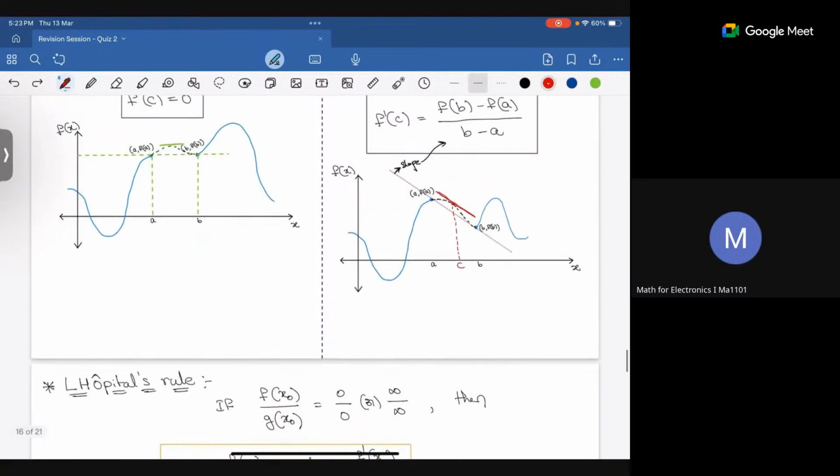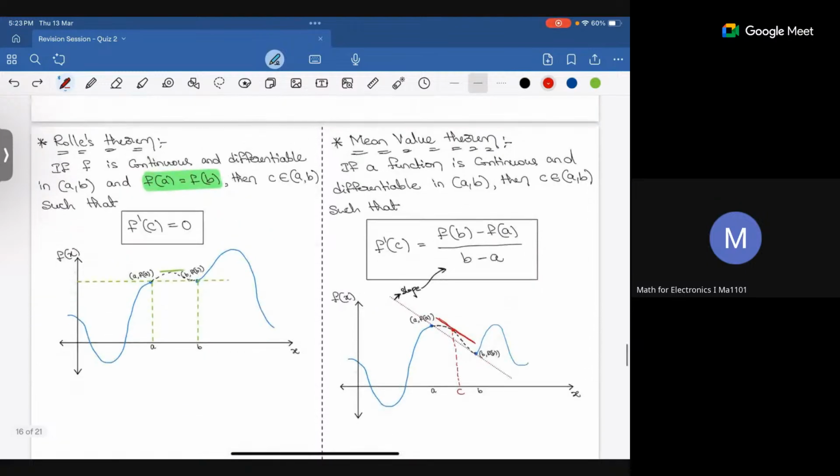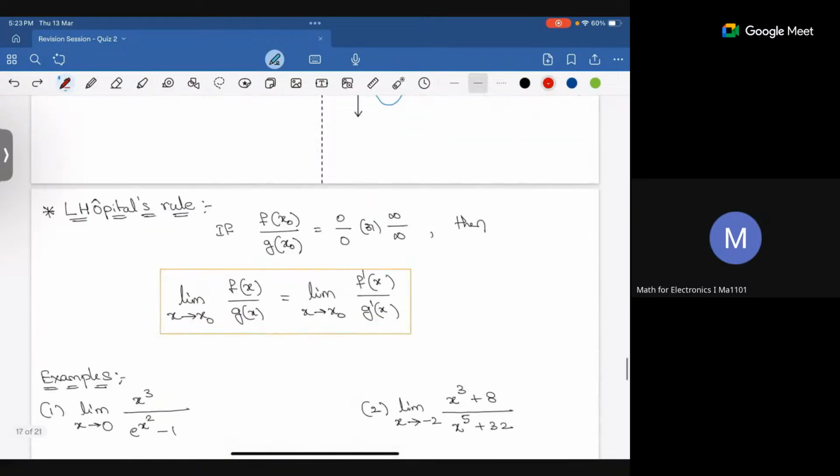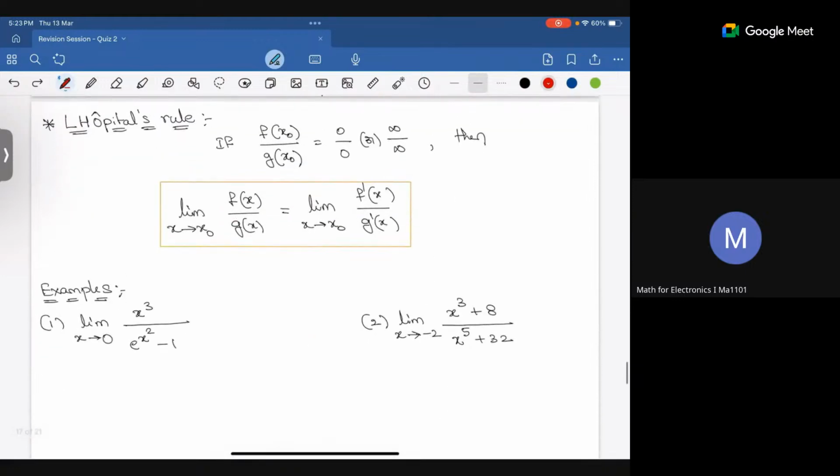So that's about the mean value theorem. I don't have any problems specifically on this, but you can solve problems from the activity and practice graded. Okay, so the next concept is L'Hopital's rule. L'Hopital's rule is again going to help us compute limits.